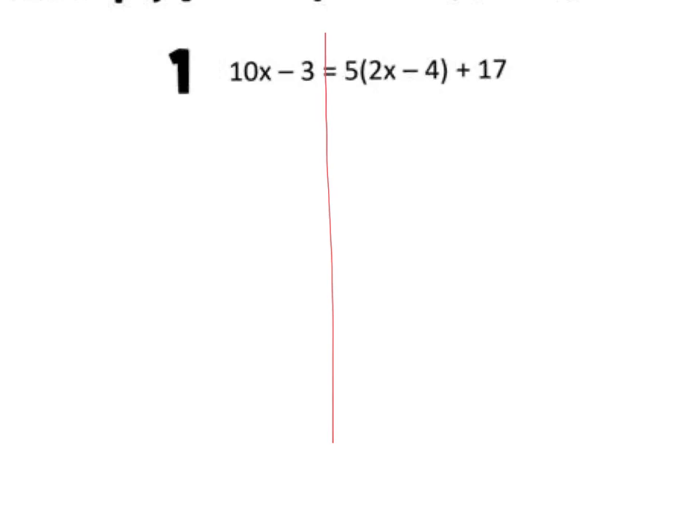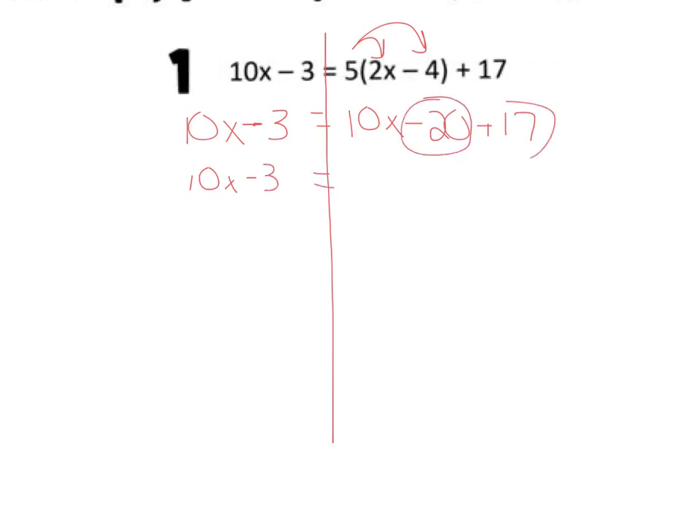On the left side of the equation, 10x minus 3, there's not anything I can do there yet, so I'm going to leave that alone. There's my equal sign. I'm going to distribute. 5 times 2x is 10x. 5 times negative 4 is negative 20, and I'm going to bring down my plus 17. Then I look, there's still not anything I can do with the 10x minus 3, but I do notice that I have a minus 20 and a plus 17 over here. Those are like terms. So 10x and then negative 20 plus 17 is negative 3.